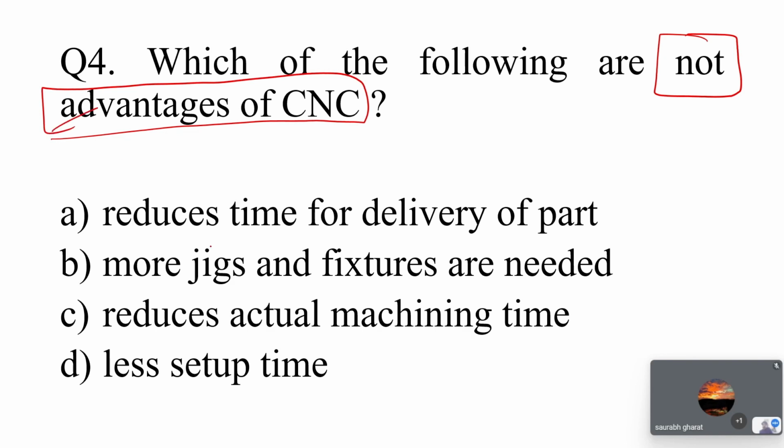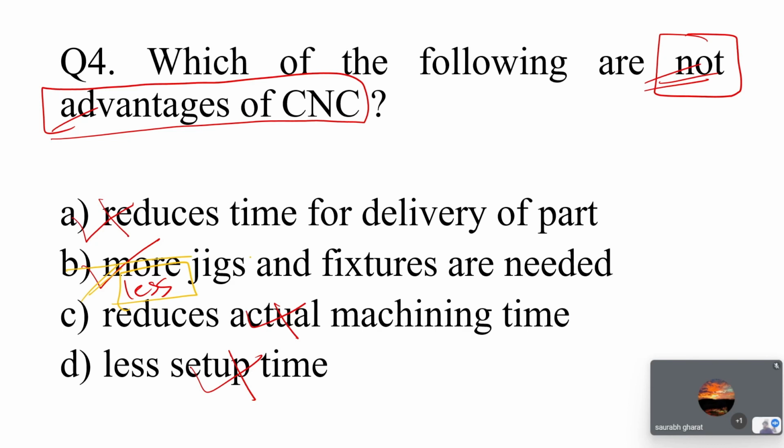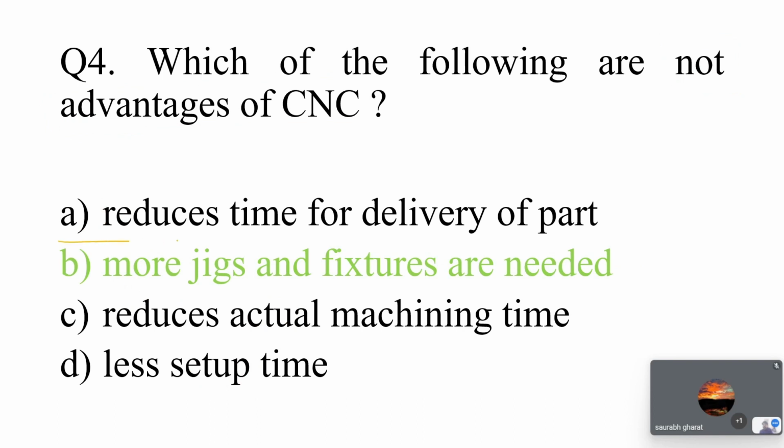So reduced time for delivery of part is correct, which means this can't be the answer because it is mentioned not. Okay, more jigs and fixtures are needed. This is the one, because in actual case it is less. Reduced setup time is correct, and less total time. Less examination is required. So more jigs and fixtures are required will be your correct answer.